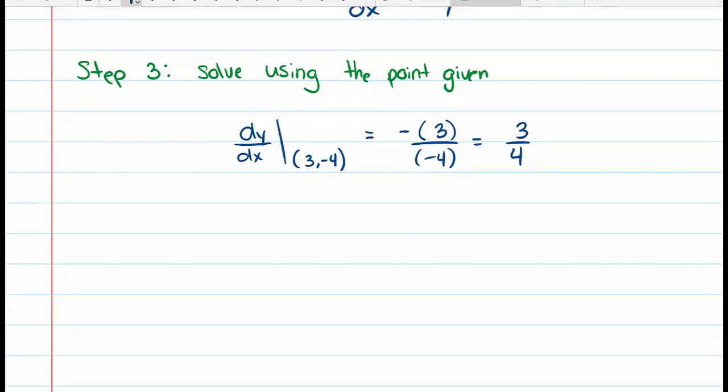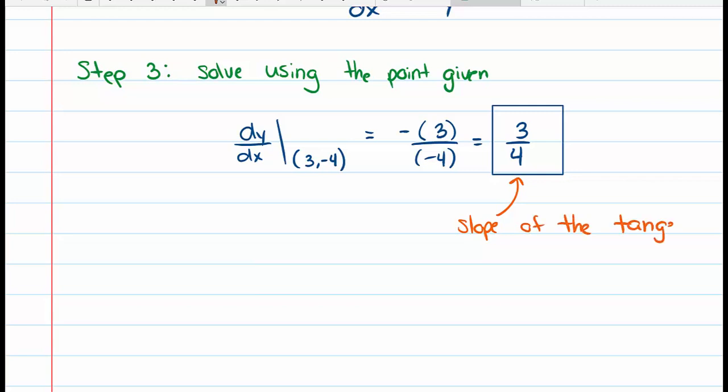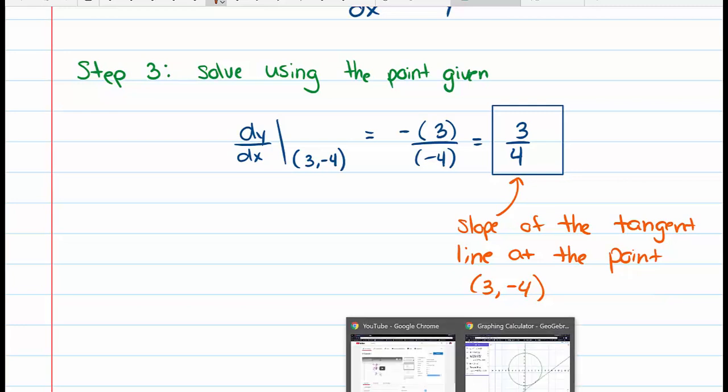Okay, and for this problem, it just said to determine the slope. So again, there is our answer. This represents the slope of the tangent line at the point (3, -4). Okay, so we're just going to look at that and make sure we did that correctly.